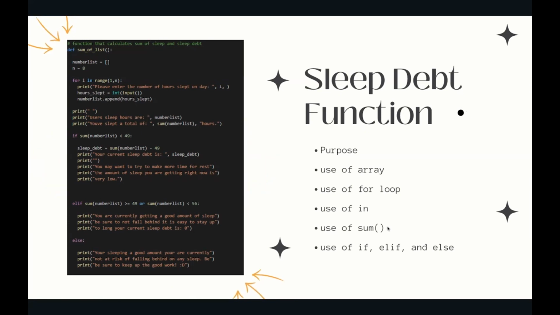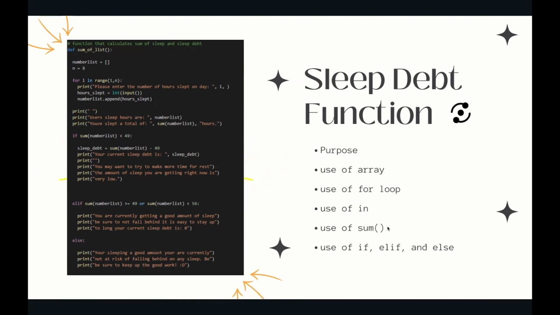We use another variable, hours slept, and we make sure the program reads it as an integer and allow the user to input the number they want to input. We use sum of number list to gather the total hours of sleep all put together in one place. And we use the variable sleep debt in order to add the list again and subtract it from the 49 minimum hours of sleep needed. And that's where you get your calculation for the sleep debt that you've accrued over time.